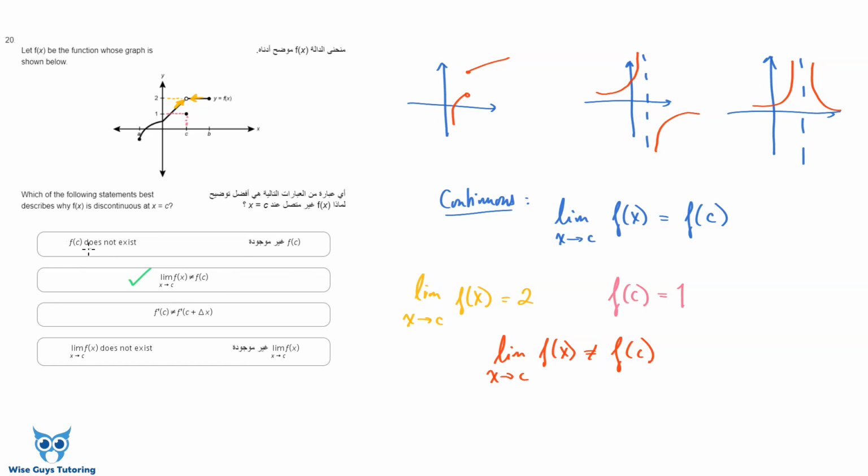The rest of them, it says f of c does not exist. F of c does exist. It's 1, right? Just because there's a hole here doesn't mean this one doesn't count. This one still counts. So this answer would be incorrect because f of c is 1, as we've just seen, right? This one is saying the derivative at c is not equal to the derivative at c plus delta x. Basically, there is no derivative at c anyway. If there's a discontinuity at c, it's not differentiable at c. You can't take the derivative. And here it says limit of f of x does not exist when x is approaching c. That's not true. It's always going to be the same from left and right. It's approaching 2, so this is also not true.